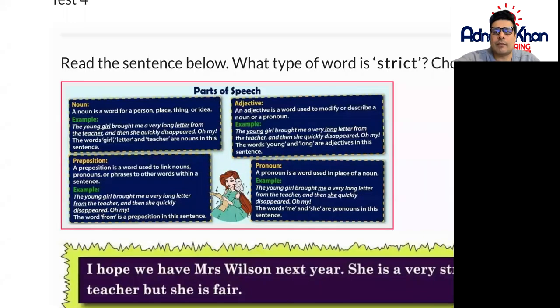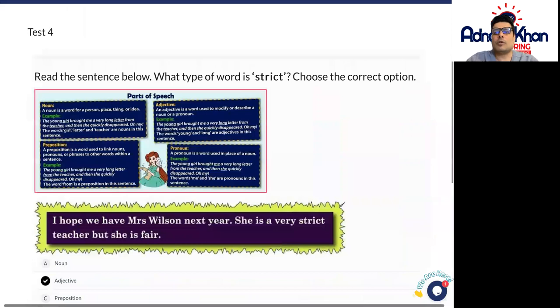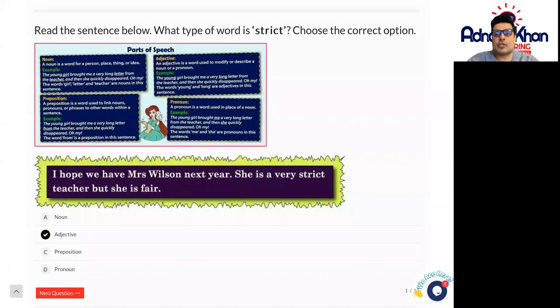So the first question that we have here is: read the sentence below. What type of word is the word strict? So do you think the word strict will be a noun, a preposition, an adjective, or a pronoun? So I would say the word strict could be a descriptive word, an adjective, because you're using it to describe a noun or a pronoun. So my teacher is very strict. Because we're using the adjective strict to describe the teacher, that means this could be an adjective.